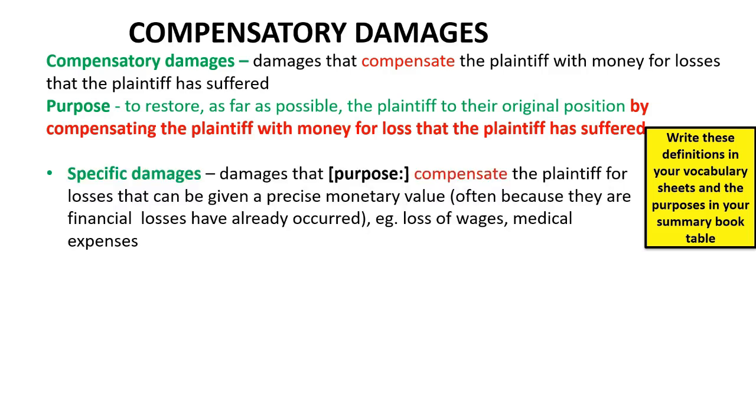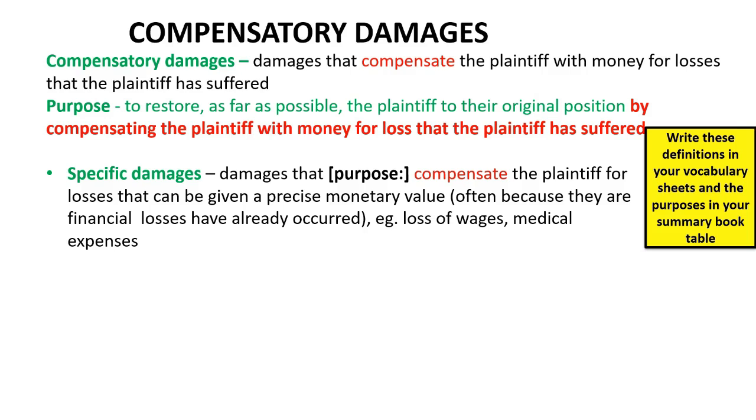Specific damages are damages that compensate the plaintiff for losses that can be given a precise monetary value. These losses can often be given a precise monetary value because they are financial losses that have already occurred, and so the exact amount of those losses is known. Look down the left-hand side of your vocabulary sheet, find the term specific damages, and write this definition in there.